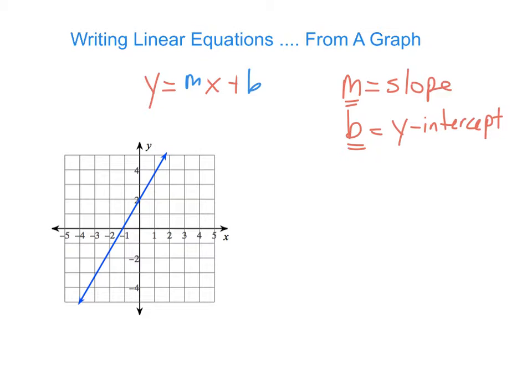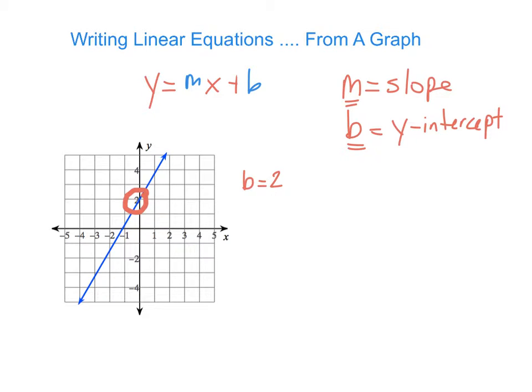Okay, so when you're working with a graph, it's pretty easy to pick out these two values. We've talked about this before, and I just want to remind you that the y-intercept is the place where your line hits the y-axis, and you can see right here that our b is at y equals 2. So we would say that b equals 2, and we've practiced picking those out before.